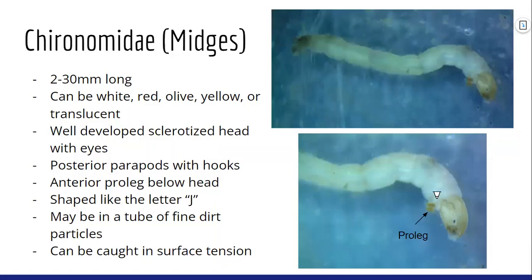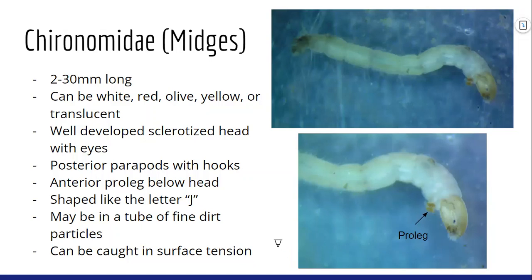Next, we've got our Chironomidae, or midges. So these are 2 to 3 millimeters long, usually white or red or greenish yellow. Sometimes they can be translucent as well. They have a well-developed head, which you can see here, that is sclerotized and does have eyes present.